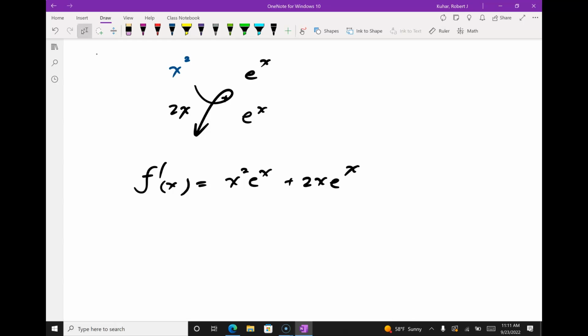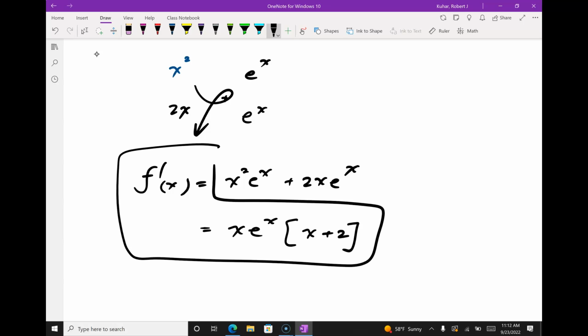I look in the book and I see it's different, and I realize, oh, they factored, right? So I want to factor this if I can. Looks like I take out an x e to the x, and I'm left with x plus 2. Either one is fine to find the slope, but I'm trying to get you used to getting the derivative that's factored. So one derivative is factored: a single fraction, completely factored numerator, completely factored denominator.